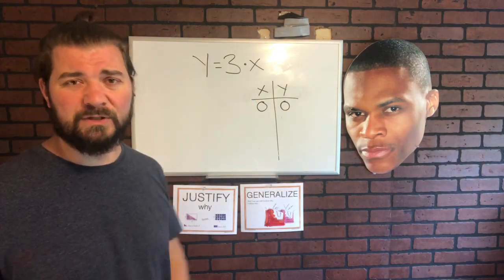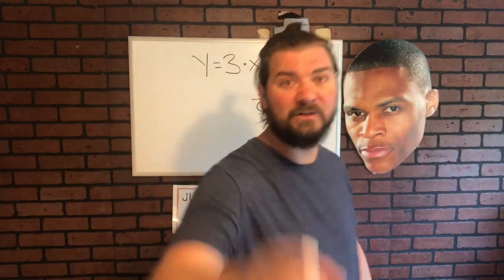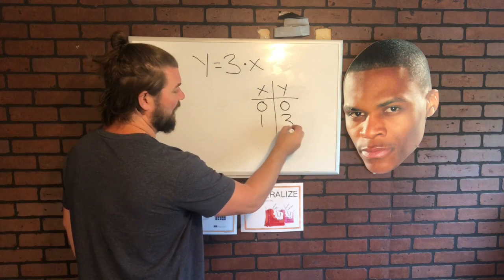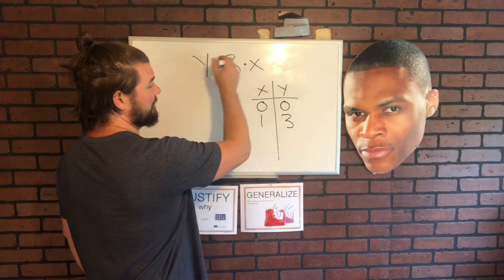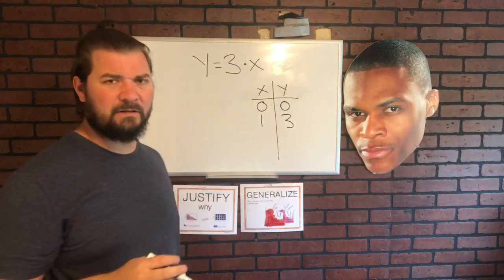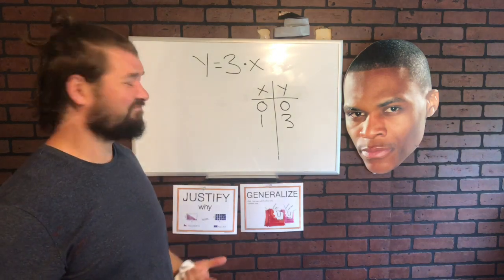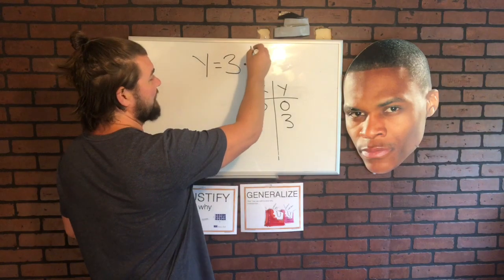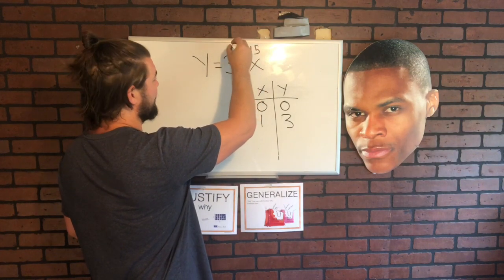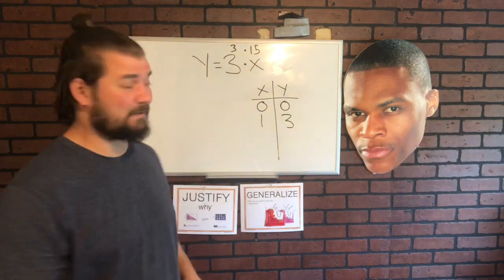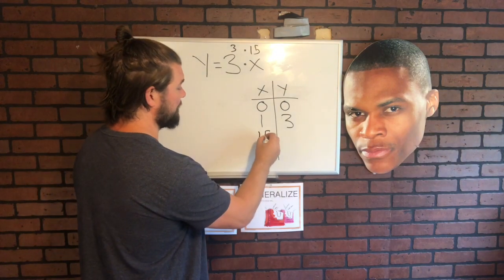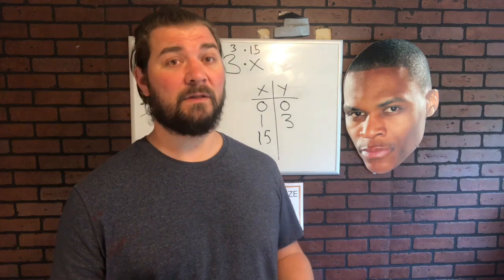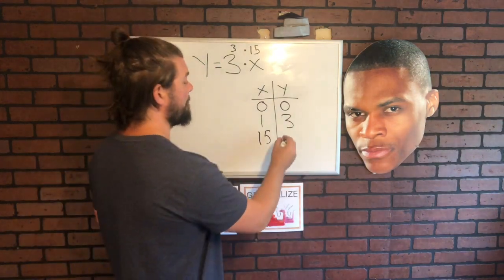1 times 3 equals what? I'll give you some time. That's right, 3. If I put a 1 in for x, my answer for y is 3. 1 times 3 is 3. And let's just do one more. Let's put in 15. If I said x was 15, I'm still going to multiply 15 by 3. Here's 15. 15 times 3 is 15, 30, 45.